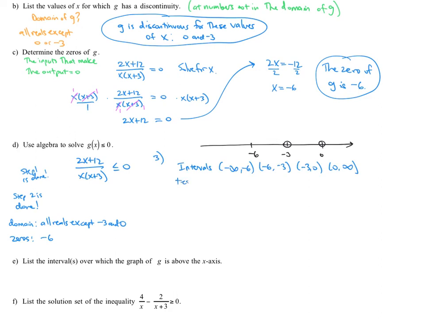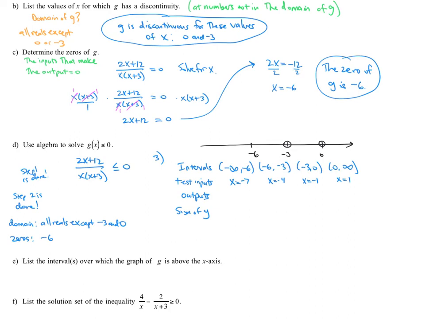Now we'll finish the interval chart. I'll pick test inputs, I'll calculate the outputs, and I'll find the sign of y. For the first interval, I need an input that's less than -6, so x equals -7 seems to make sense to choose. And for the second interval, I need a number between -6 and -3, perhaps x equals -4. And then for the third interval, something between -3 and 0, how about x equals -1? And then for the last interval, I need something bigger than 0, so I'll choose x equals 1.